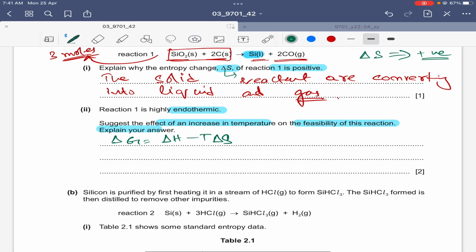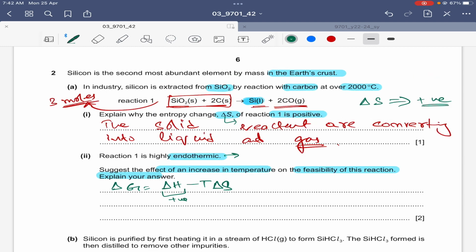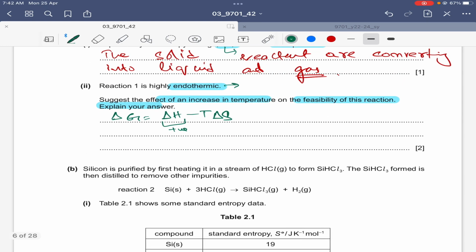If delta G is negative, that means the reaction is feasible, right? Delta H is the enthalpy change in this reaction. Because the reaction is endothermic, delta H is positive. Because we determined in the first part that disorder is increasing, delta S is positive, right?